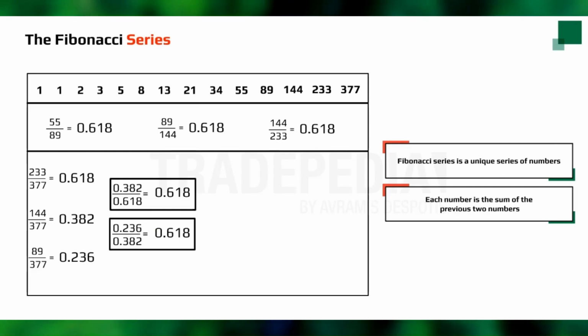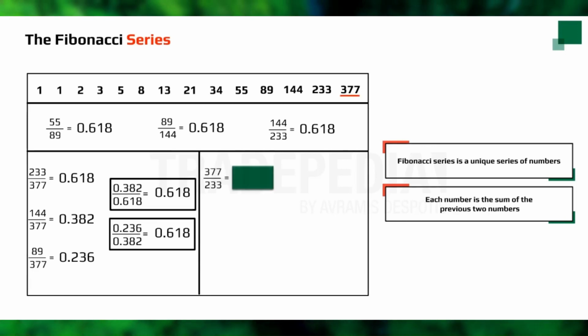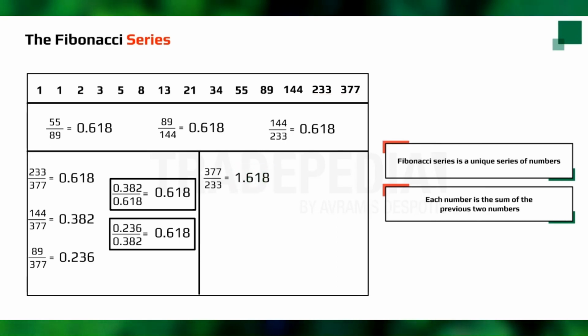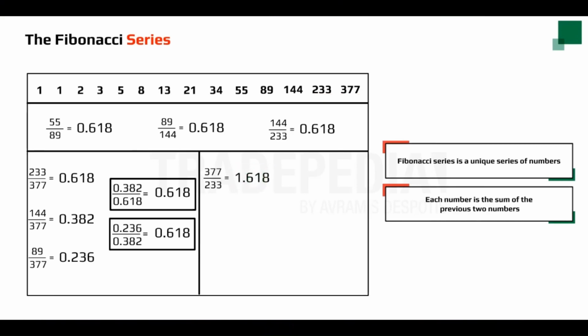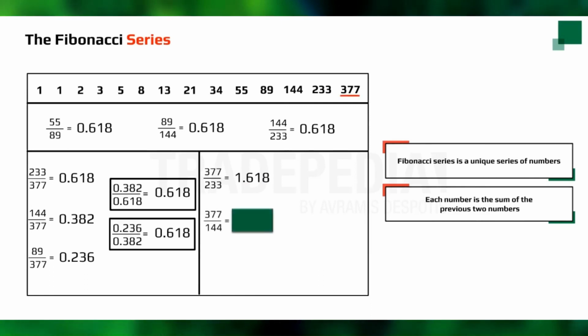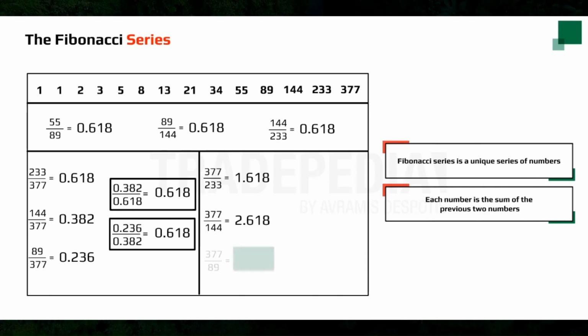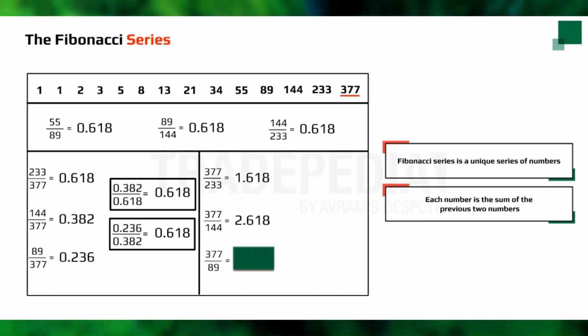What about if we did the opposite calculation and divided 377 by 233? We would find another magic number, 1.618. If we left a second number in the middle empty and divided 377 by 144, we find the ratio of 2.618. And if we leave a third number in the middle and divide 377 by 89, we get 4.236.